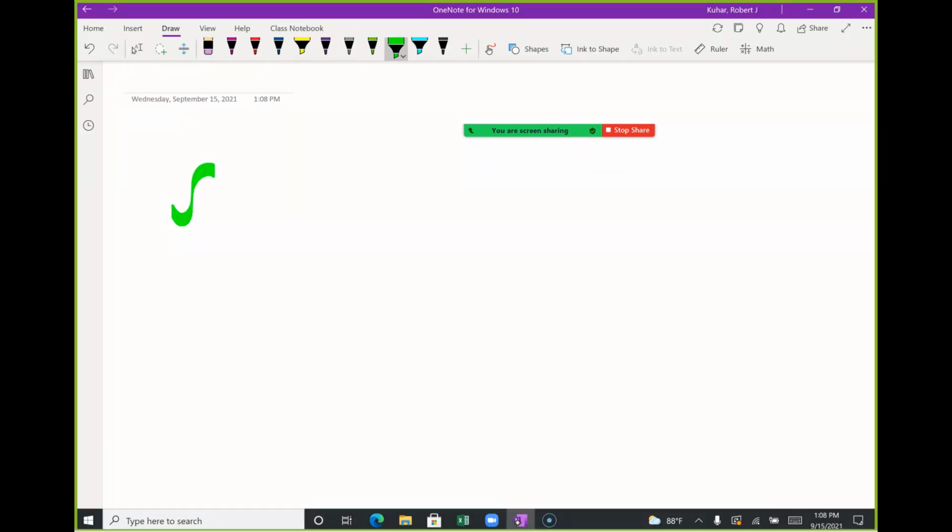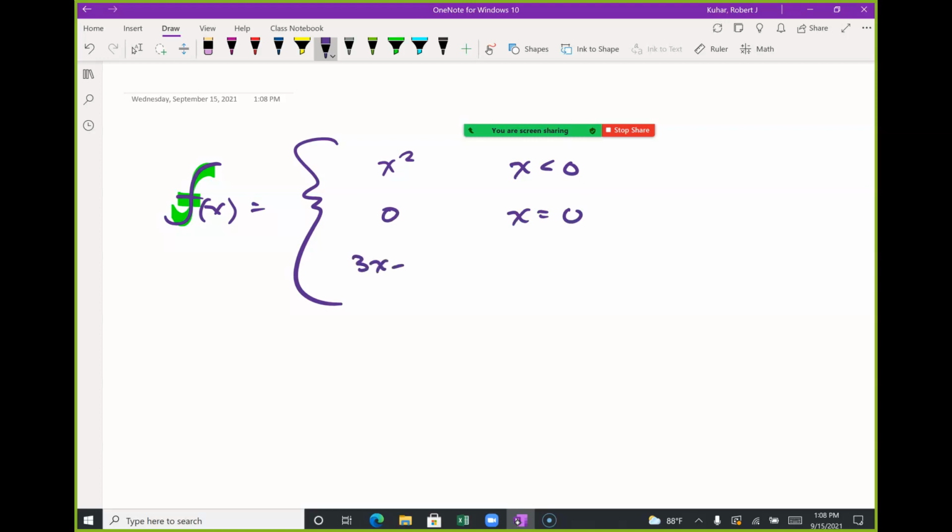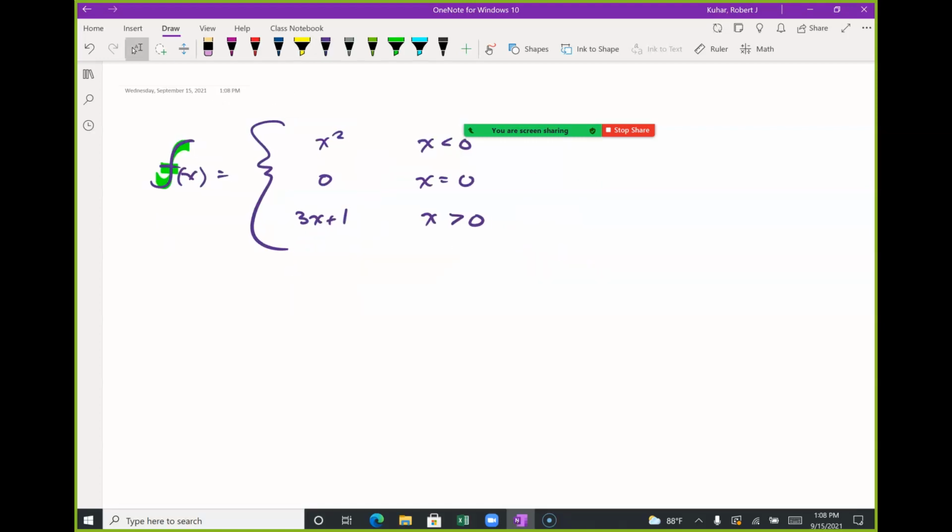So I have my function, f of x equals a 3-piece suit: x squared when x is less than 0, 0 when x equals 0, and 3x plus 1 when x is greater than 0. So first thing I'll say is let's graph this. I'll show you how to graph this on Desmos, and I'd like you to do a quick Google search on graphing piecewise functions on TI-83, 84, whatever you're using.